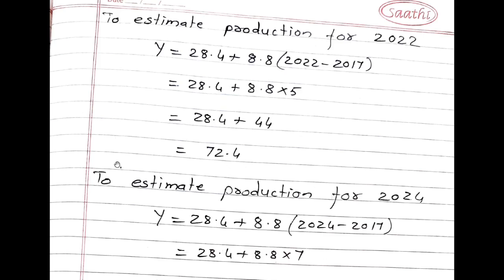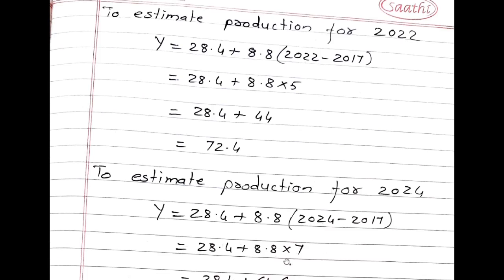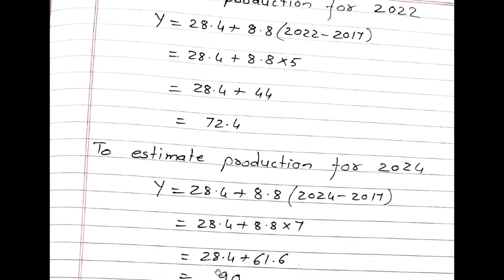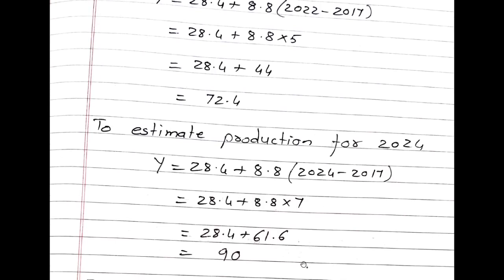Same way we can estimate the production for 2024. The equation is y is equal to 28.4 plus 8.8 into bracket 2024 minus 2017, that is equal to 28.4 plus 8.8 into 7. So the answer becomes 28.4 plus 61.6. So the answer is 90 units.